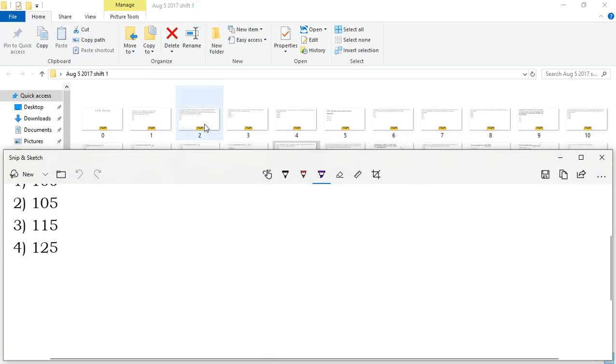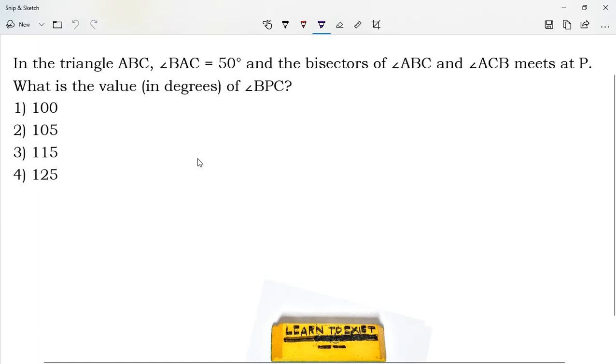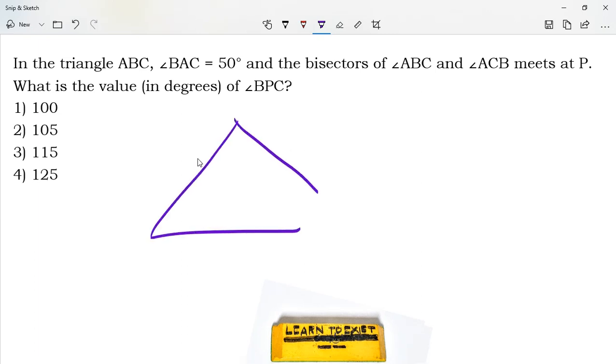Okay, geometry question. I'm going to draw a triangle ABC. So A, B and C, and the bisectors of angle ABC and angle ACB. ACB would be this one. Okay, so these are angle bisectors and they meet at P.